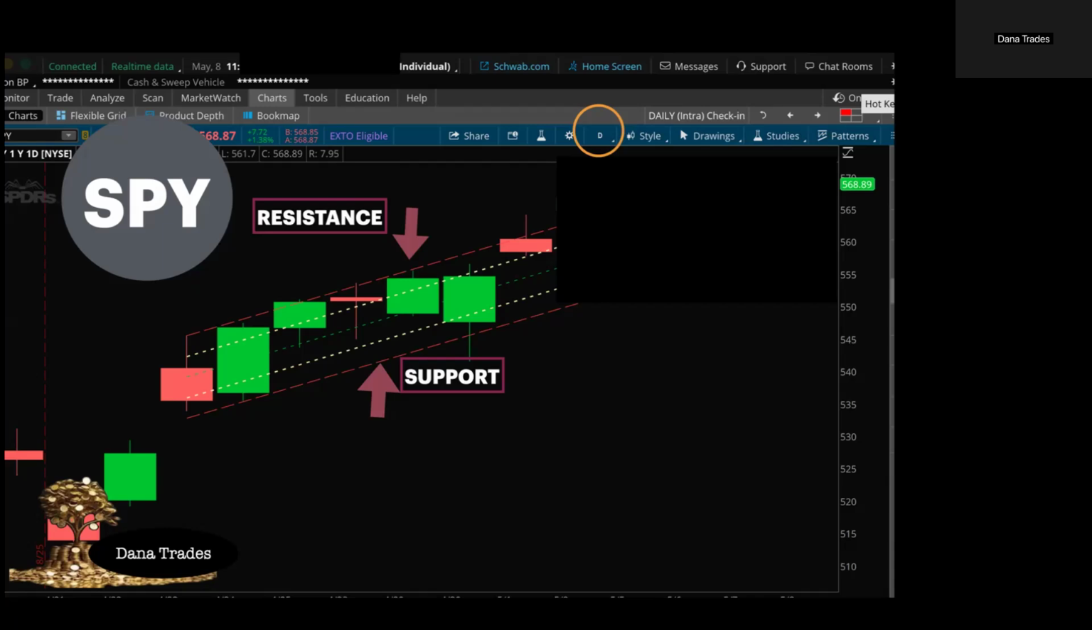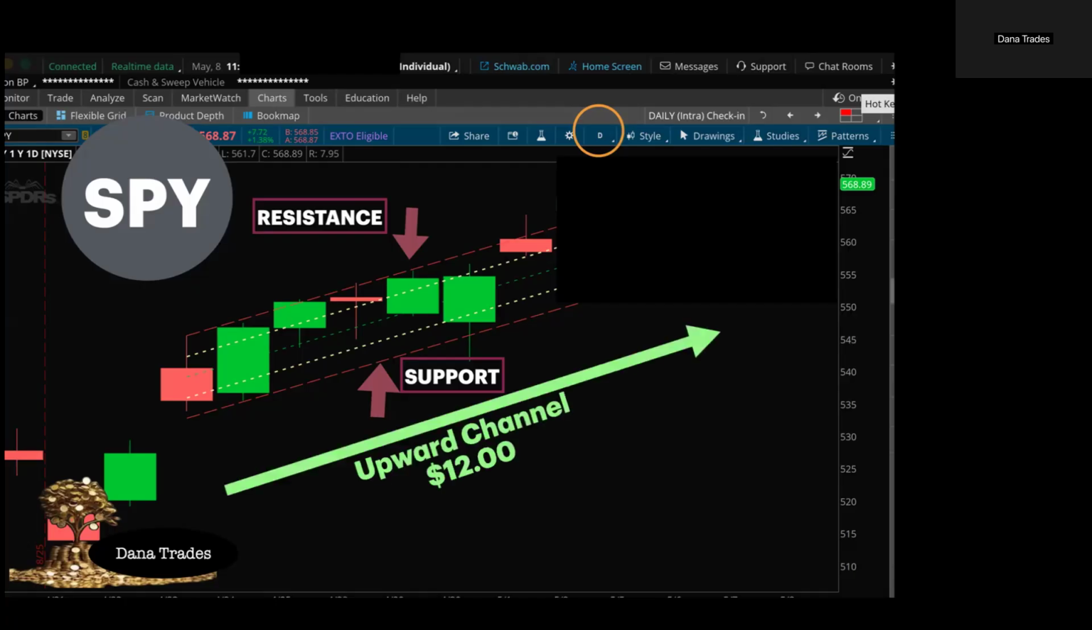On your screen, you see SPY on the day time frame, and you know what that means. Each candlestick represents 1 day of price data. You see that we had a channel that formed, a nice upward channel with a width of about $12. And you know that dollar amount is important because we need specifics when we're trading options. We need to know exactly what dollar amount we are trying to capture. So we've got the upper channel. It measured about $12 in width, but that channel needs to be well defined.